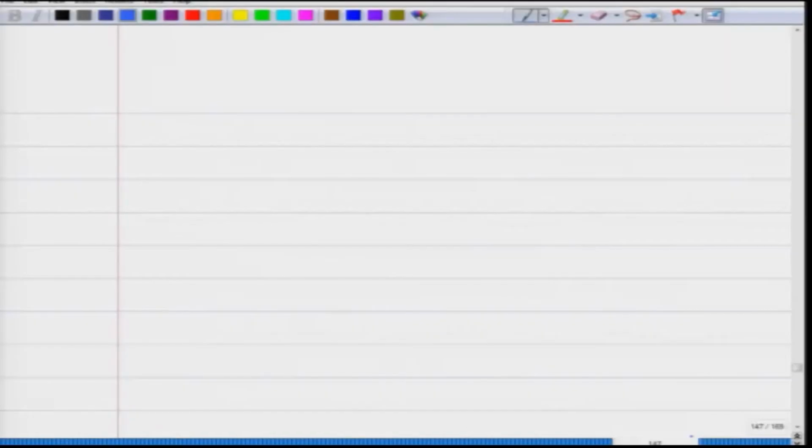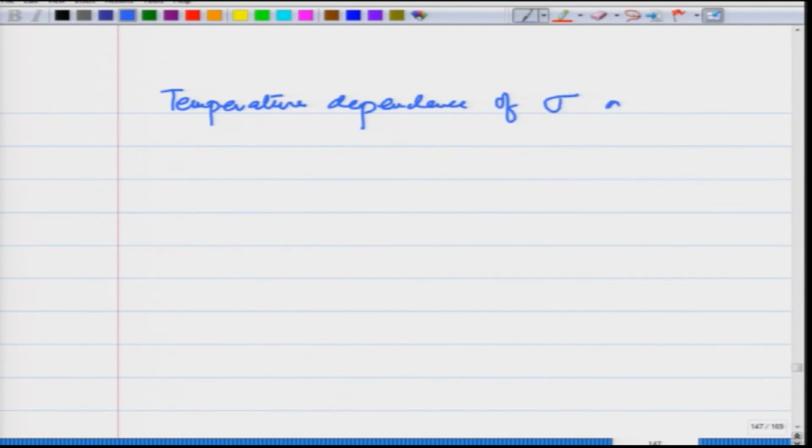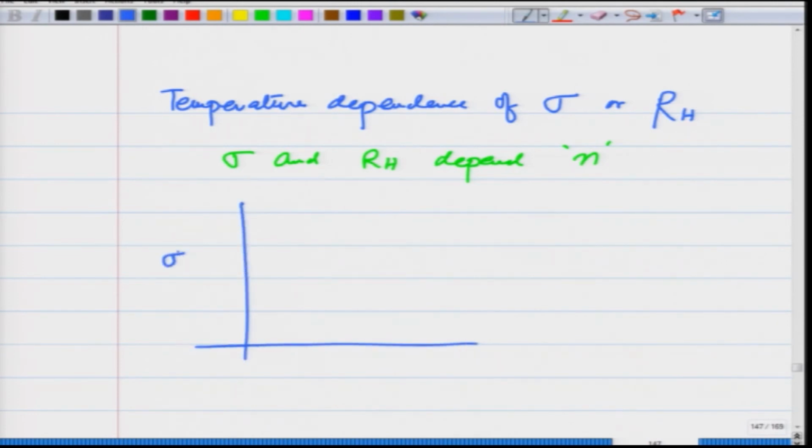How about the temperature dependence of sigma or R_H? Since both depend on n, the carrier concentration, they will also vary with temperature like the carrier concentration does. For example, if I were to plot the conductivity, it will show two different slopes.